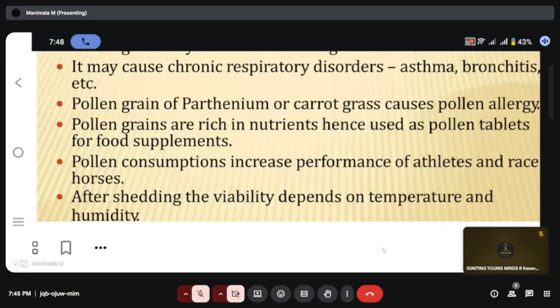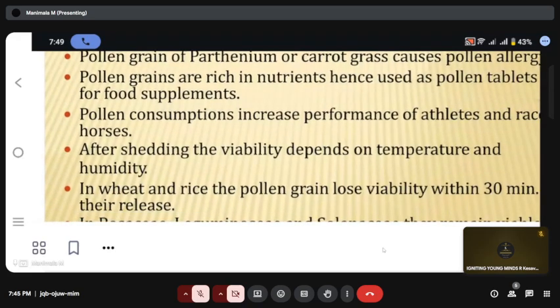Next, the viability of pollens. After shedding onto the particular plant, how many hours or minutes can it remain viable? So that we need to discuss. Mostly the viability depends on temperature and humidity. In wheat and rice plants, what is the viability of pollen grains?